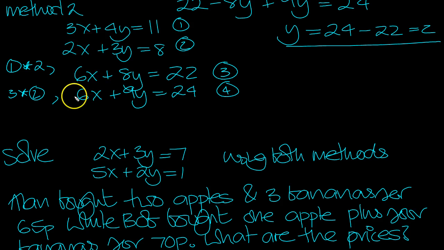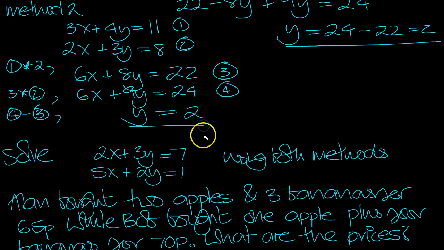Okay, now we've done that, these are the same and we can take one from the other. Because this is a bigger amount than this, it's better to take 4 minus 3. And that gives, this take this cancels, this take this is just y. 9y take 8y. 24 take 22 is 2. So we get y equals 2.